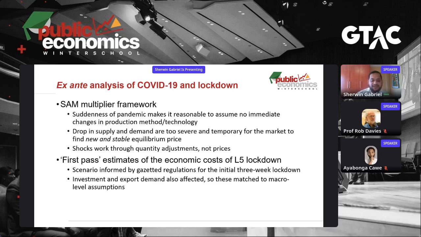So we're using a SAM multiplier model, which is appropriate. The suddenness of the pandemic and the lockdown means that intertemporal relationships, price responses, and other effects, which are typically embedded inside econometric models or CGE models, and which drive the decisions and behavior of those kinds of models, might not work given the intensity, suddenness, and temporary nature of lockdowns.